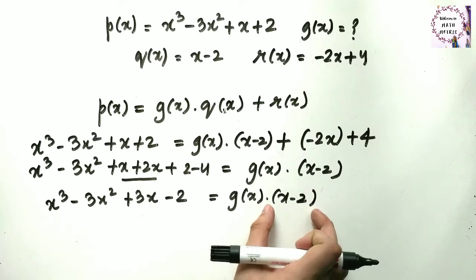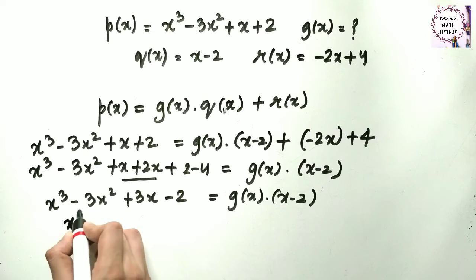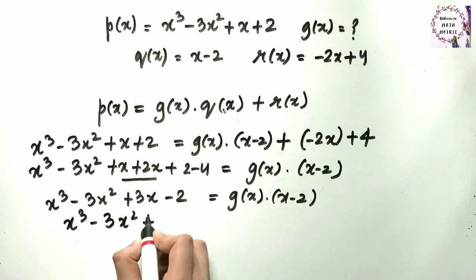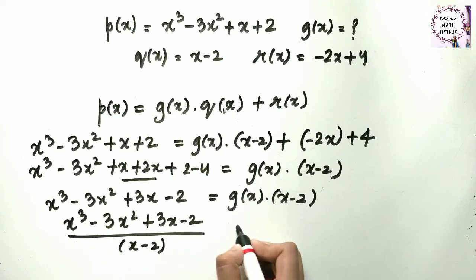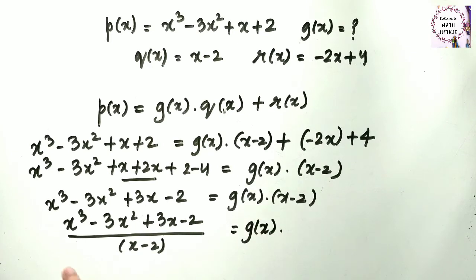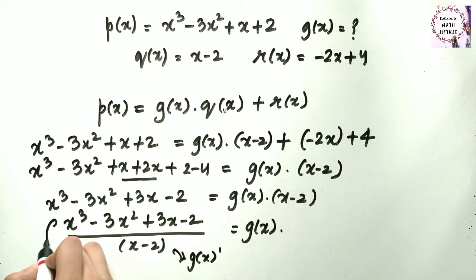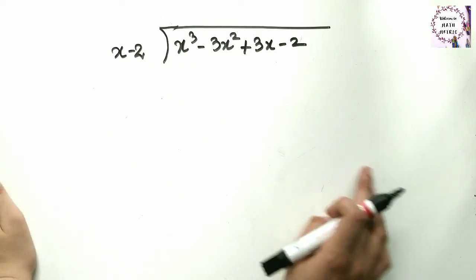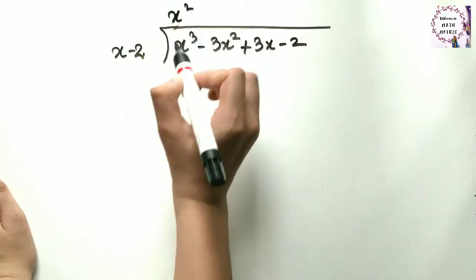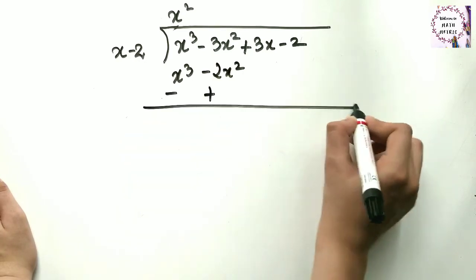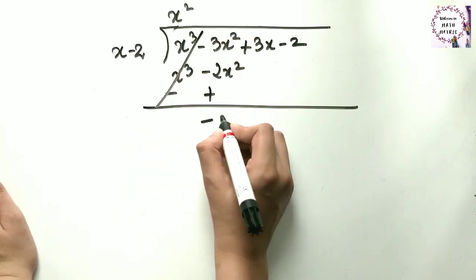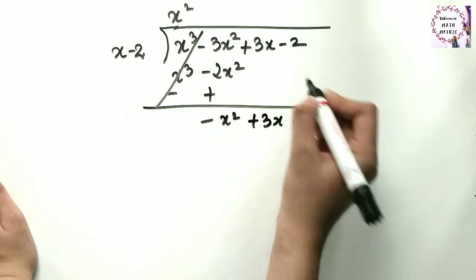So this is being multiplied here. If we take it here, it will get divided. So x cube minus 3x square plus 3x minus 2 divided by x minus 2 gives us g(x). Now we will solve this by division algorithm, where this is our g(x) dash and this is our p(x) dash. So now we are solving this. We'll get x square, minus 2x square here. This will be minus x square plus 3x minus 2.